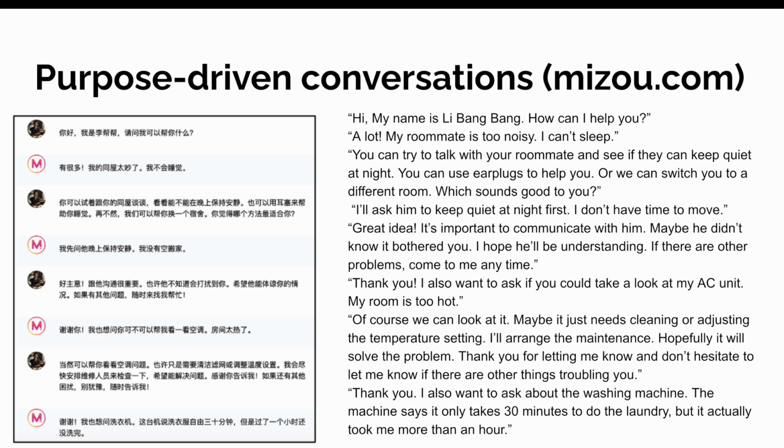So the student complained about his roommate, and they figured out the solution whether to ask the roommate, to move out or have a straightforward communication with this roommate. And then the student was satisfied with the suggestion from the AI and then moving on to talk about the AC because the room is too hot, and then complaining about the washing machine.